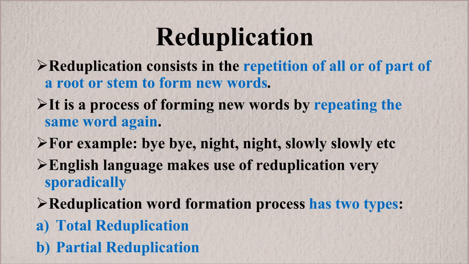Next is reduplication. Reduplication consists in the repetition of all or part of a root or stem to form new words. It is a process of forming new words by repeating the same word again. For example, bye-bye, night-night, slowly-slowly. In these examples, the entire root is repeated again. The English language makes use of reduplication very sporadically. The reduplication word formation process has two types: 1. Total reduplication, 2. Partial reduplication.